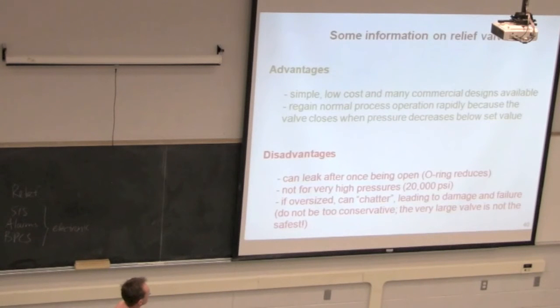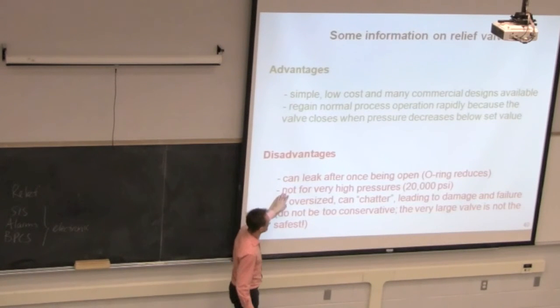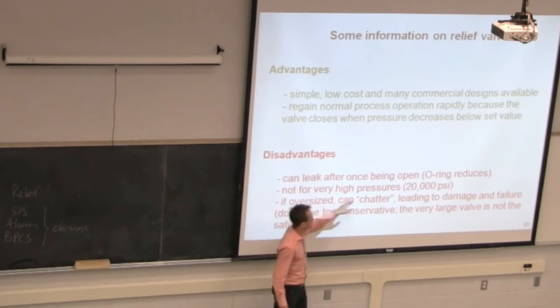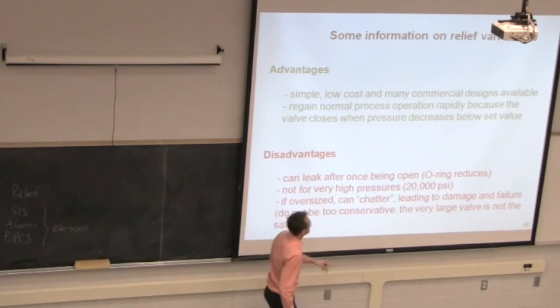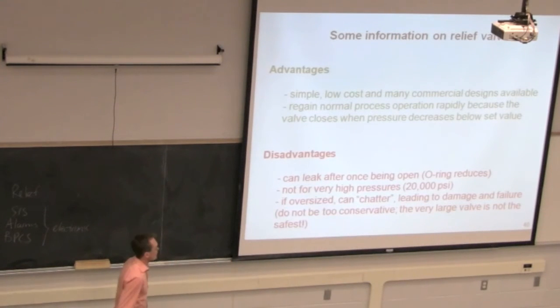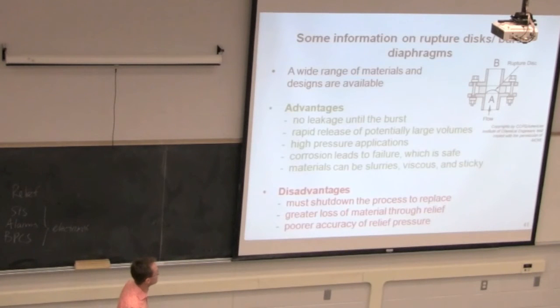Okay, one other thing to bear in mind is that these regular relief valves will be used when we're dealing with pressures of about 20,000 psi and lower. The burst diaphragm valve can be used at far higher pressures. So that's another instance of a very high pressure application.